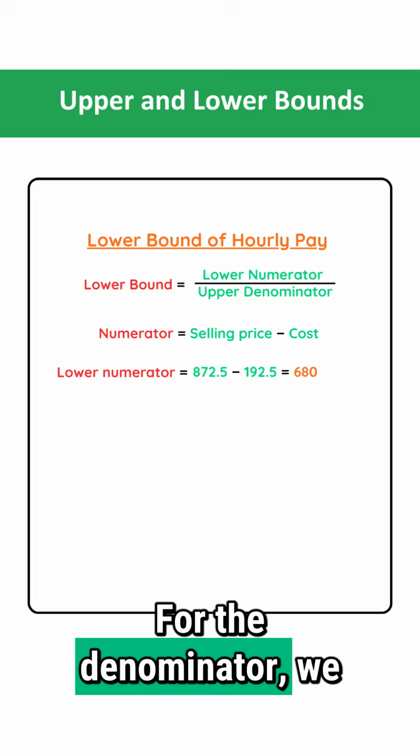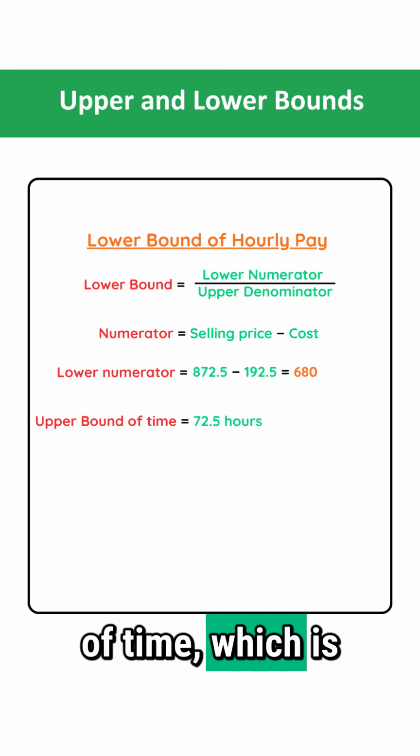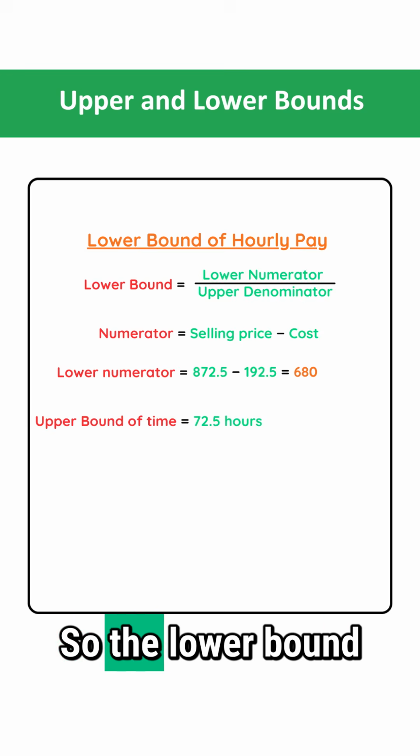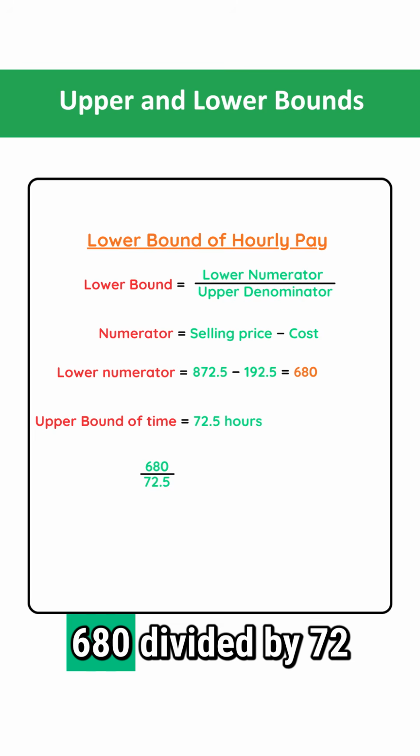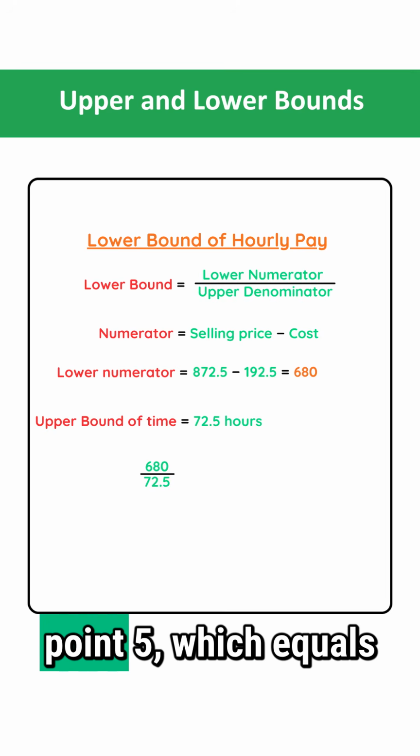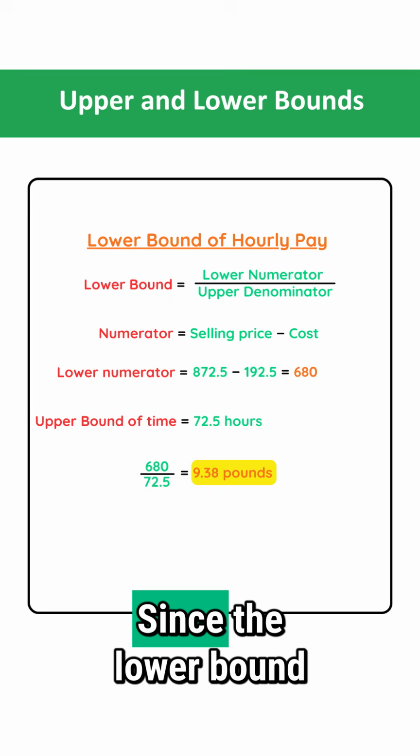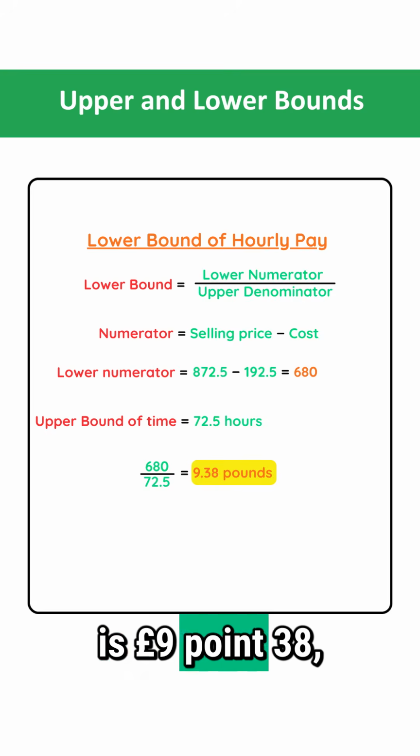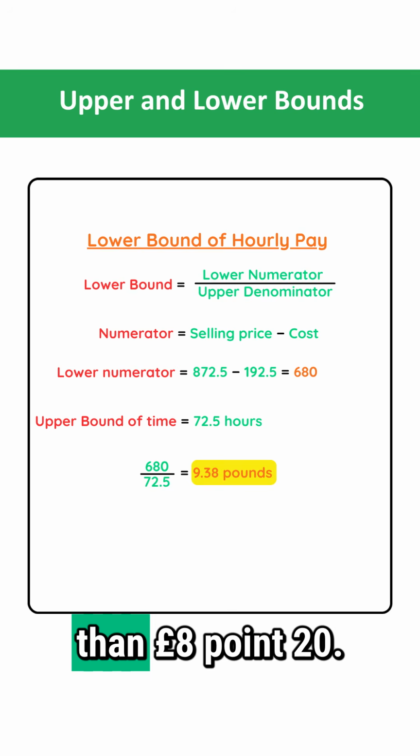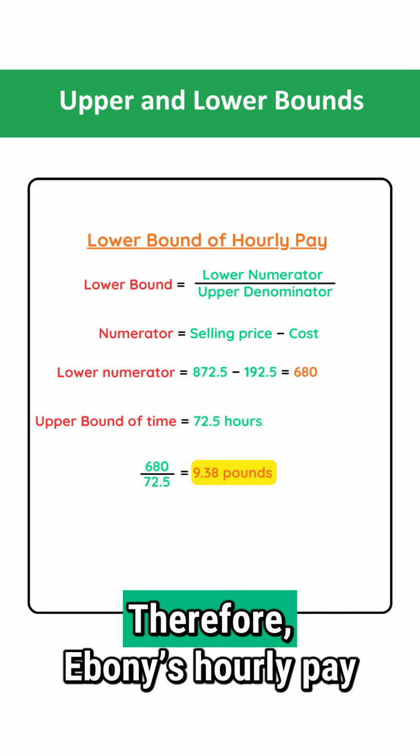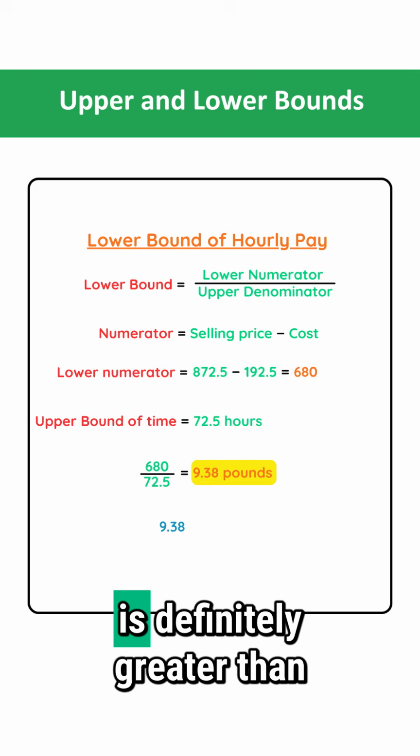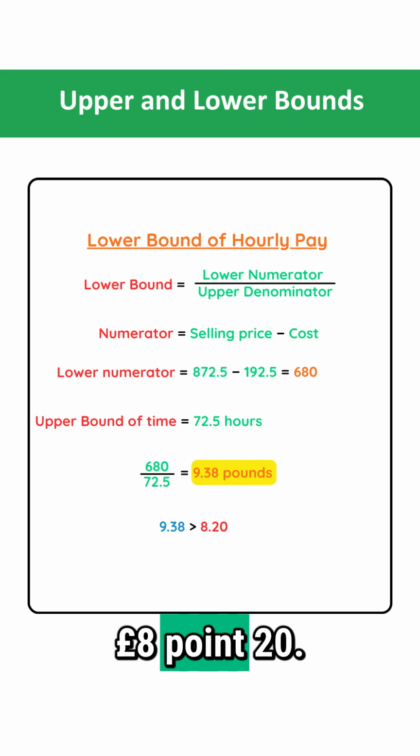For the denominator, we take the upper bound of time, which is 72.5. So the lower bound of hourly pay is 680 divided by 72.5, which equals approximately £9.38. Since the lower bound is £9.38, this is definitely more than £8.20. Therefore, Ebony's hourly pay is definitely greater than £8.20.